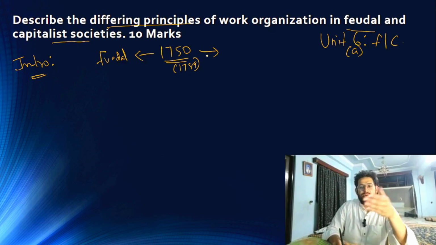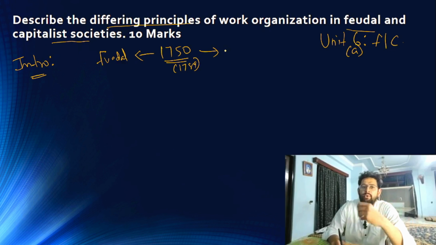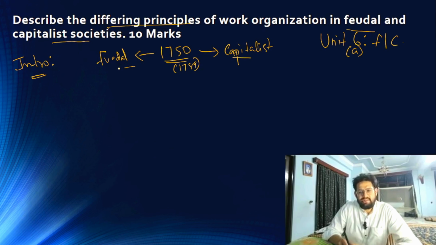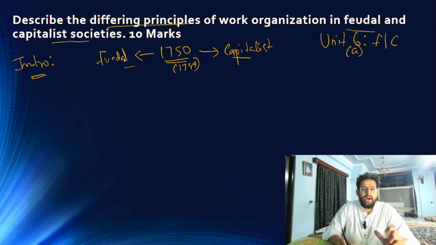So before 1750s, it was the feudal society. After 1750, the industrial revolution kicks off. The first phase, the 1.0 industrial revolution, is associated with a capitalist society. So in the introduction, you can talk about pre-1750 and post-1750. You can talk about the French Revolution. It is your preference. It's your choice. How do you want to express these things?